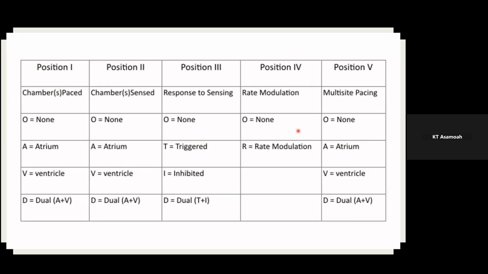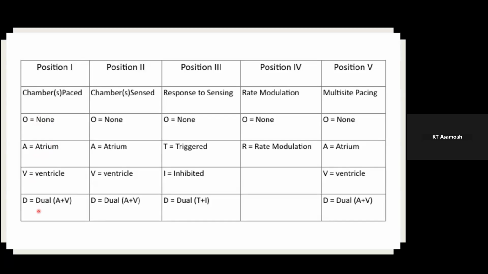So there is the NBG code, the NBG pacemaker code. And usually we tend to use the first 3 positions. So we've heard of VVI, DDD, VOO, etc. The first letter refers to the chamber that is being paced. So if you are not pacing any, then it's O. If you're pacing the atrium, it's A, ventricle V. And if you're pacing both atrium and ventricle, then it's dual, so D.